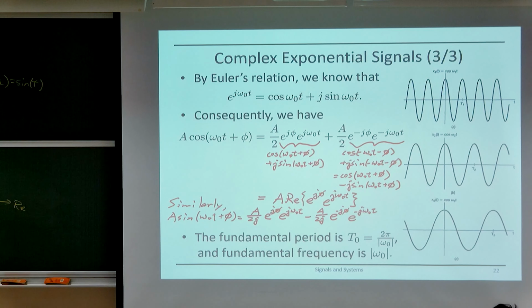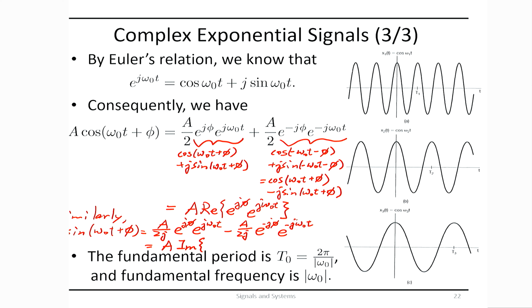And similarly, you can write this as A times the imaginary part of e to the j phi e to the j omega naught t, because sine is indeed the imaginary part of this complex exponential.